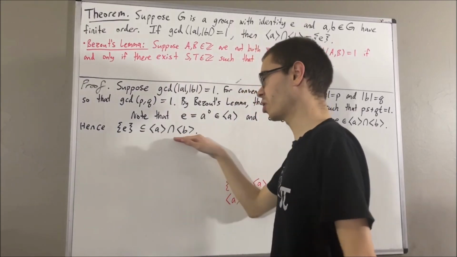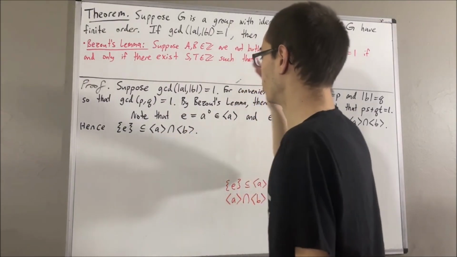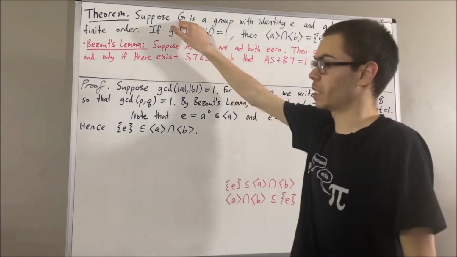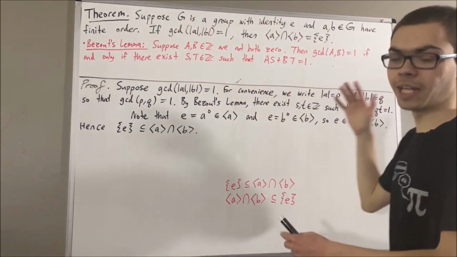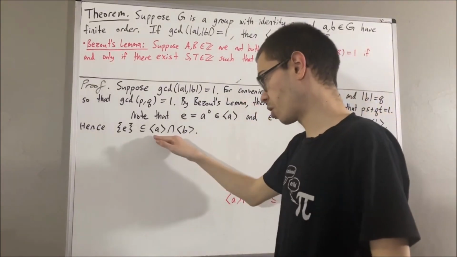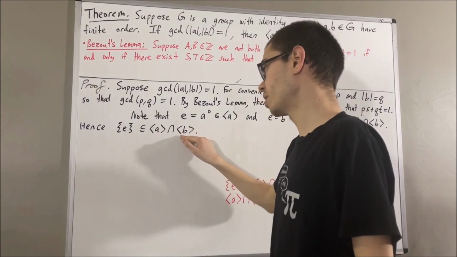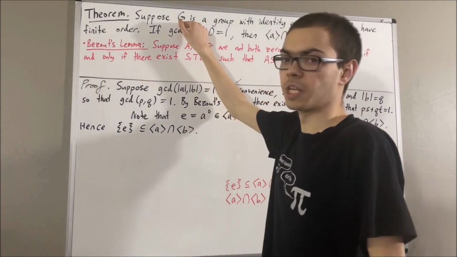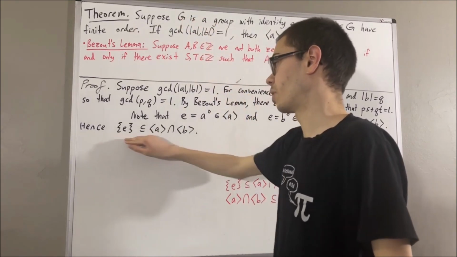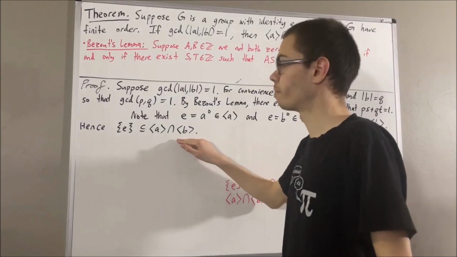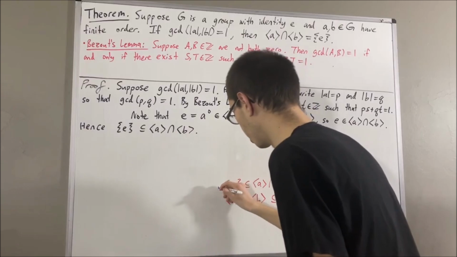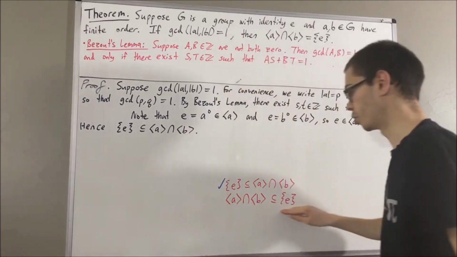And another way that you could argue this is by saying the group generated by a and the group generated by b are both subgroups of G. And in fact, the intersection of two subgroups is also a subgroup, so the intersection of the group generated by a and the group generated by b is also a subgroup of G. And every subgroup contains the identity element, and that's the reason why this inclusion would be true. Okay, but in any case, we verified that this first inclusion is true. Now let's verify the second inclusion.